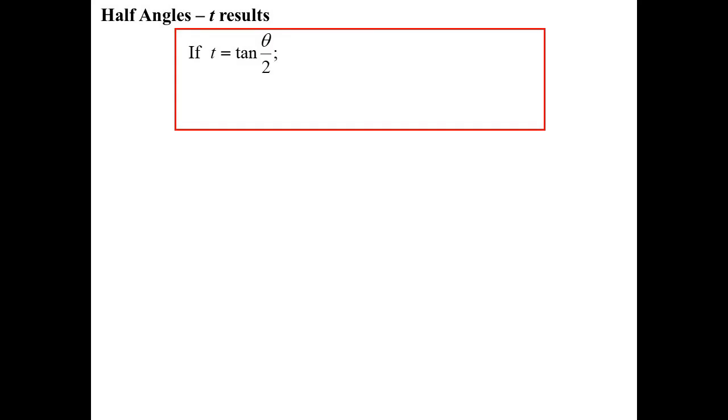The t results, which you can also think of as the half angle results, and that's where we let t equal tan theta on 2, so half the angle. Then tan theta becomes 2t on 1 minus t squared, which really is, when you think about it, just the double angle formula for tan. But then from there we could work out sine theta is 2t on 1 plus t squared, and cos theta is 1 minus t squared on 1 plus t squared.